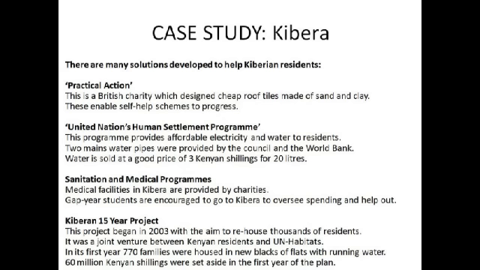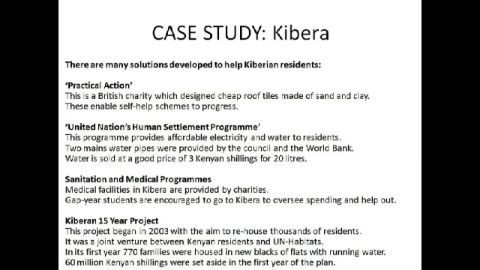The first one's Practical Action, which is a British charity which has developed cheap roof tiles made of sand and clay. They've developed some method by adding natural fibre and lime and soil and stuff together to create building blocks, and this allows the residents to build their houses out of more stable material rather than just bits of wood and stuff which would collapse really easily. And it also enables self-help schemes to progress at a low cost, so more people can be helped for the same amount of money.